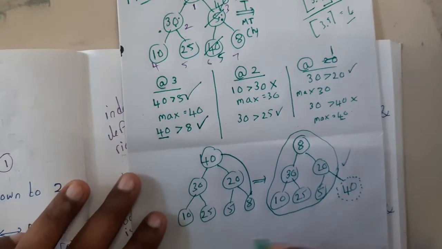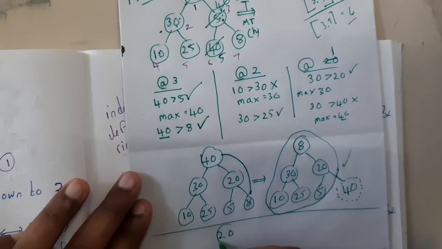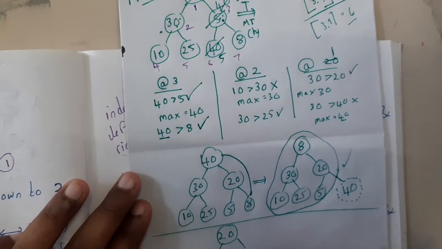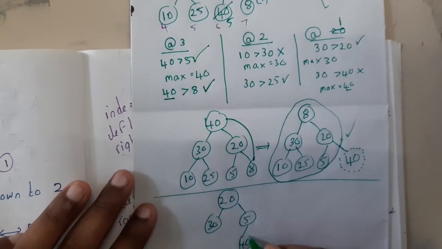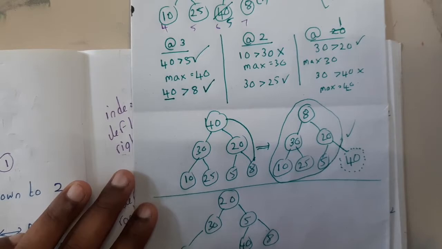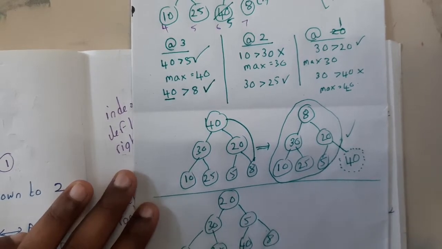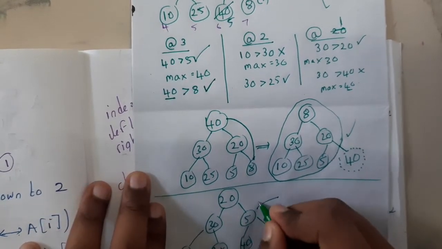So let me draw down that tree. Okay, 30, 5, 40, 8, 10, 25. Okay, yes. So assume that I am doing max heapify here.